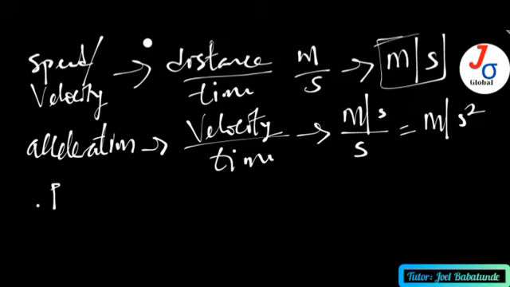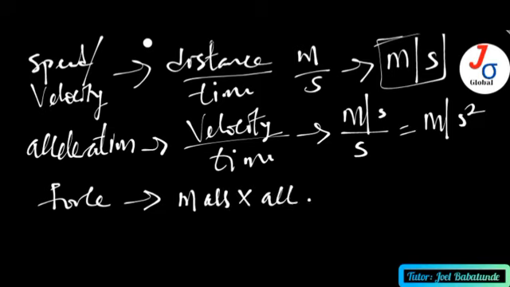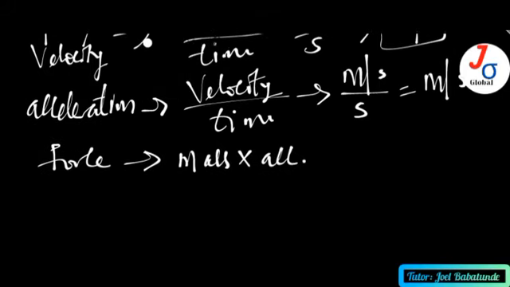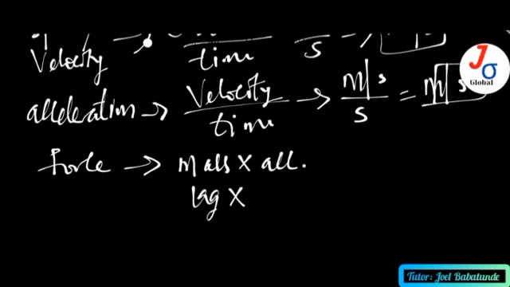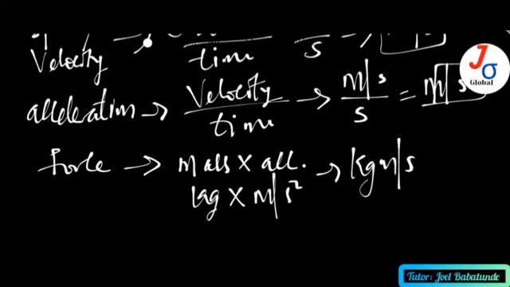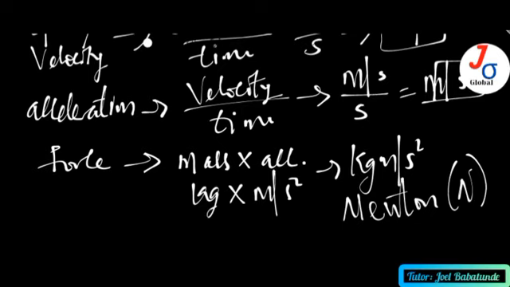Then we have force. Force is mass multiplied by acceleration. Mass is measured in kg, and acceleration is measured in meters per second squared. So the unit is kg meter per second squared. But standardly, we say the unit is newtons, because Newton discovered the concept of force. That will be a capital N. So this is the SI unit for force, the newton.